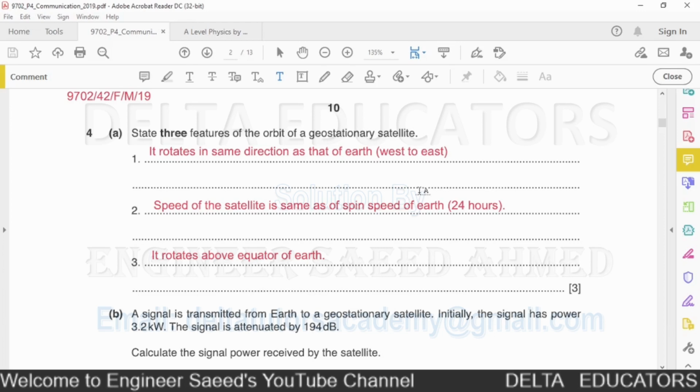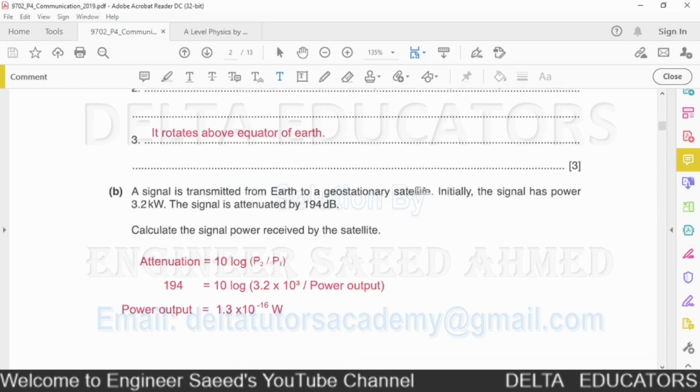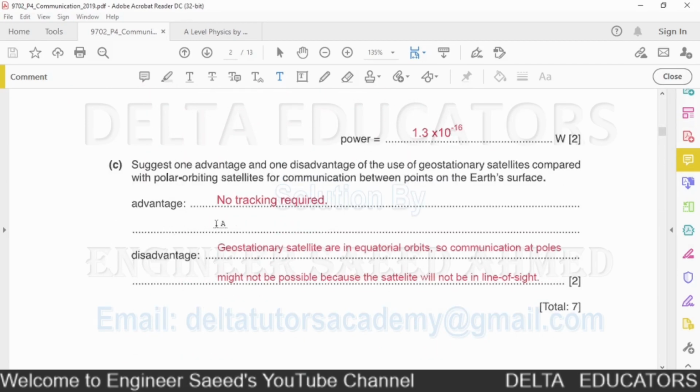Since the satellite moves in the same direction and with the same speed as that of Earth, so here we can say with reference to the Earth, the satellite is stationary, or we can say the position of the satellite with respect to Earth does not change. Since position of the satellite does not change with respect to Earth, so we can say that tracking is not required. So the advantage of the geostationary satellite is tracking is not required. So just you have to write no tracking required.